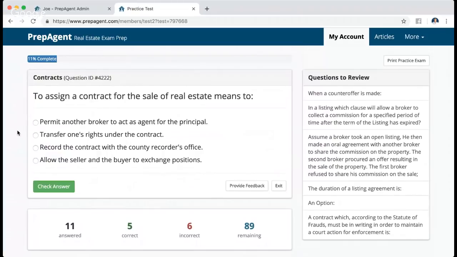To assign a contract for the sale of real estate means to A, permit another broker to act as an agent for the principal, B, transfers one's rights under the contract, C, record the contract with the county recorder's office, or D, allow the seller and the buyer to exchange positions. And the answer is transfers one's rights.